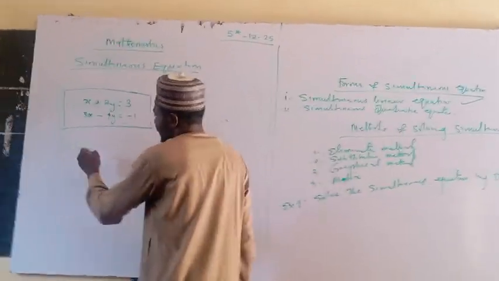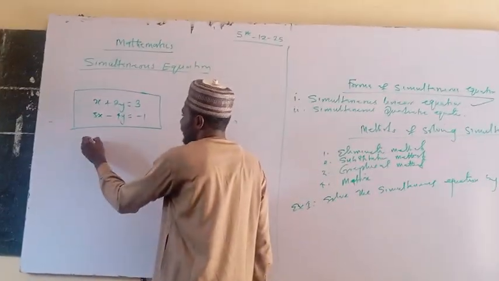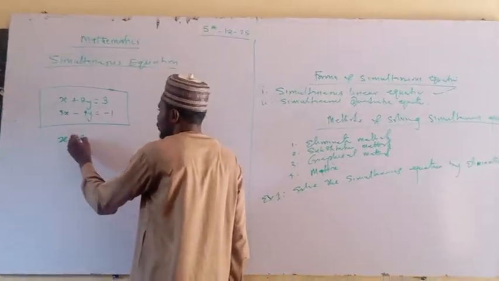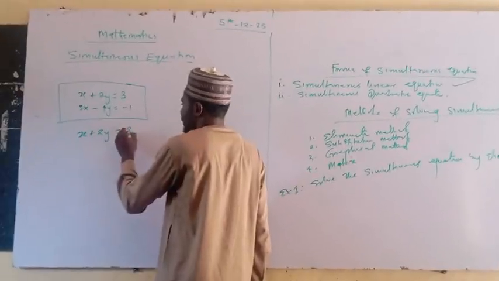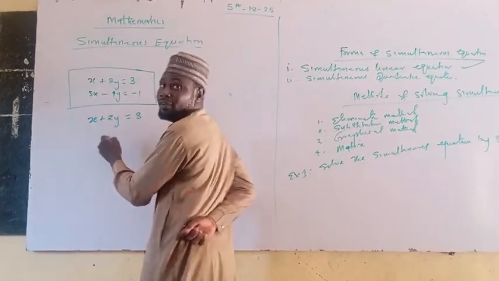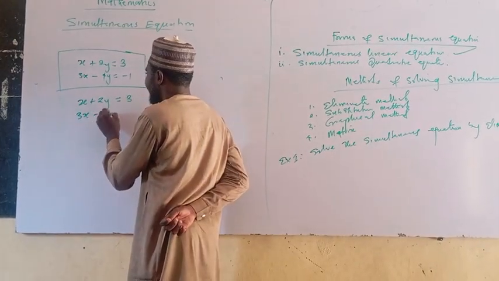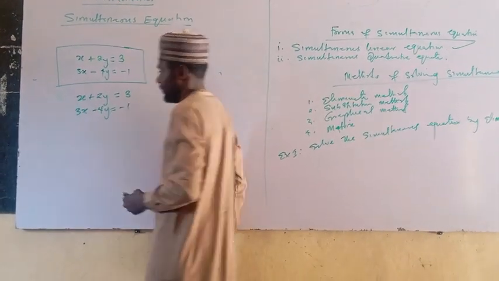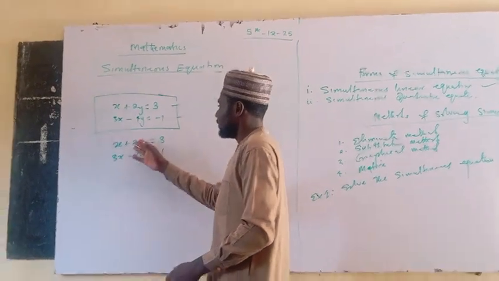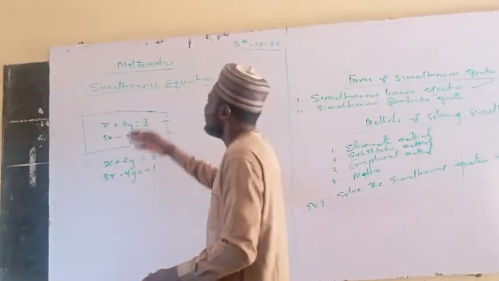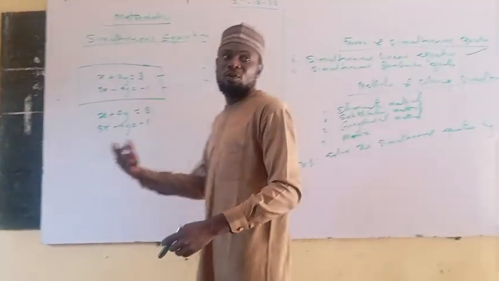Come on, the example here. I have x plus 2y is equal to 3. And I have 3x minus 4y is equal to minus 1. Kunga equation then. Come on, defining simultaneous equation.